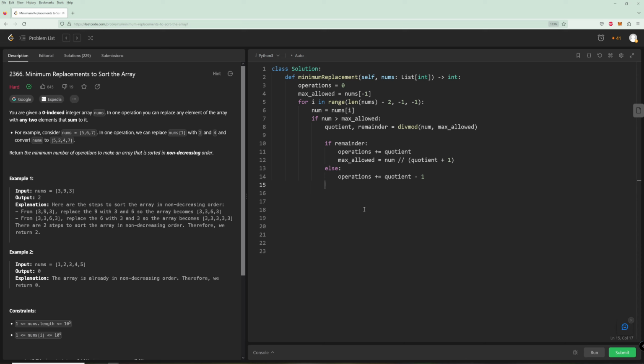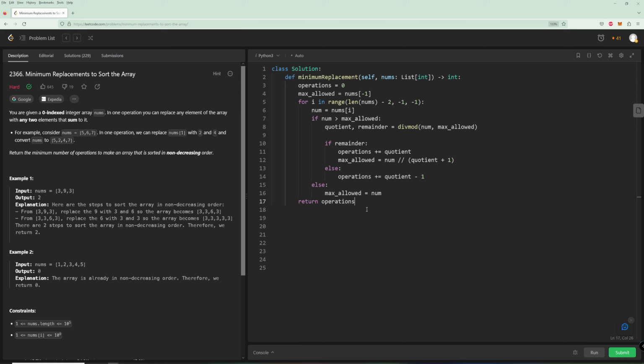Okay, and then the other case is the number's already sorted. So if the number's already sorted, we simply take that number and store it somewhere. So this is just going to be the else case here, which is max allowed equals num. And then finally, we want to return the number of operations we had.